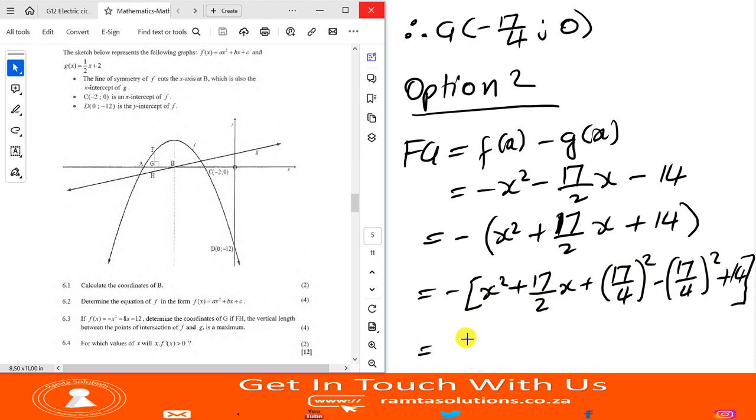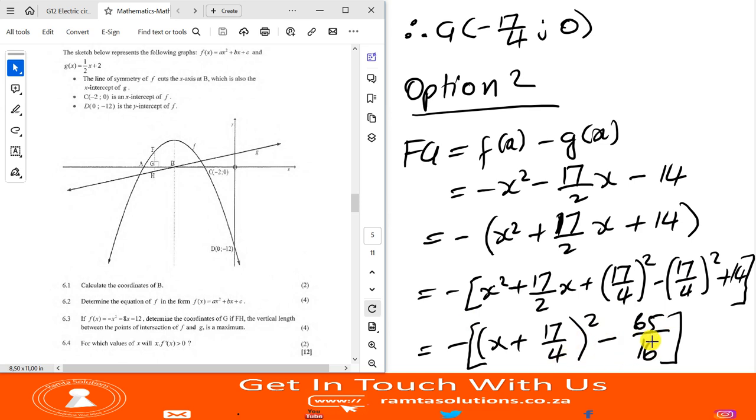Right? So what is this? This is minus x plus 17 over 4, okay, all squared, minus this part here. You must use your calculator, guys. Let me get mine quickly. This part here, what does it become? It'll be negative 17 over 4 all squared plus 14. What do we get? We get negative 65 over 16. Okay, we're getting negative 65 over 16.